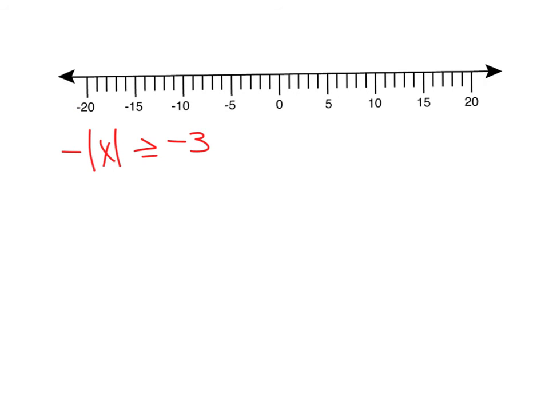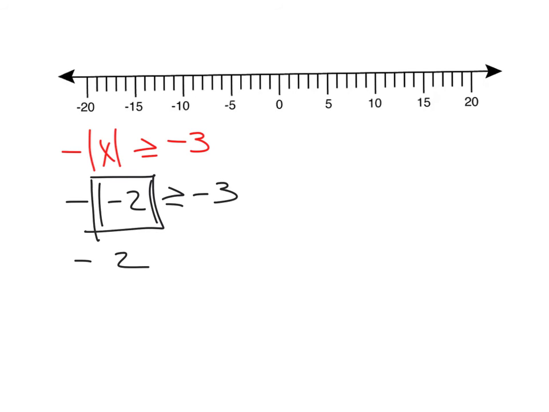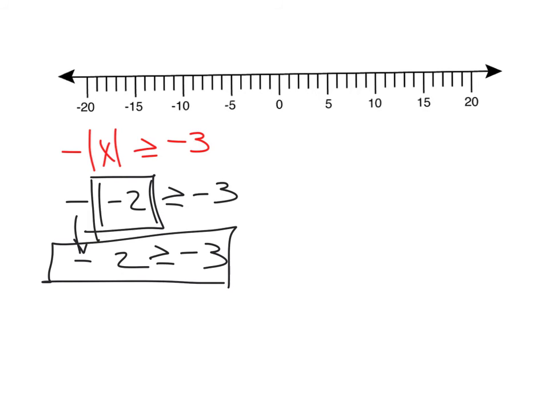So for example, if I put the absolute value of negative 2 is greater than or equal to negative 3. Okay, the absolute value of negative 2 is positive 2, but I have to put that negative there. And is that greater than or equal to negative 3? Is negative 2 greater than or equal to negative 3? Yes, it's greater than negative 3. It's closer to 0 than the negative 3 is. Okay? So that's kind of the theory behind it, but let's go ahead and do it.